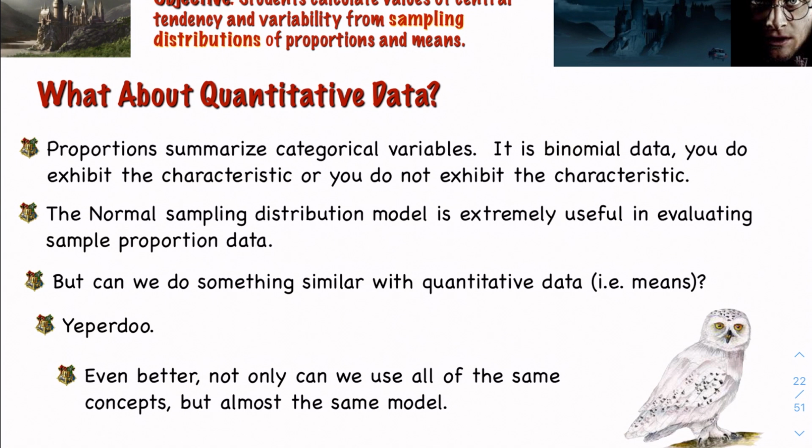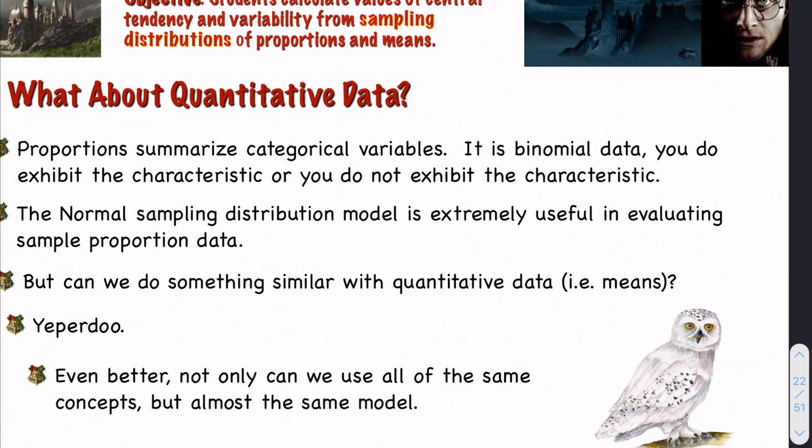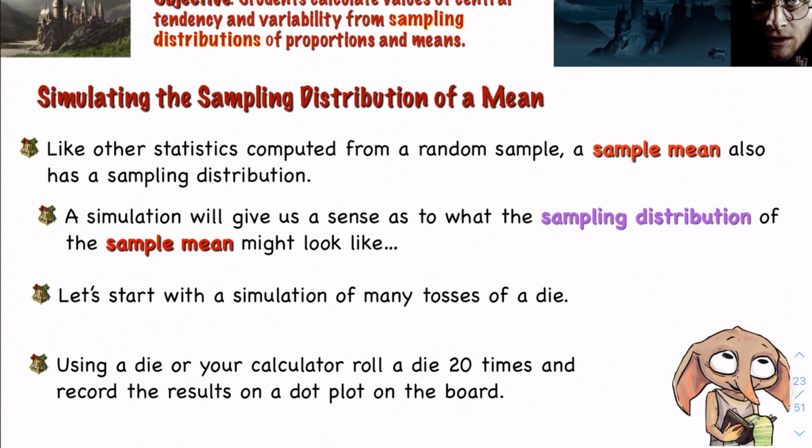All right, so we left off talking about quantitative data. That first portion was specifically focused on proportion, so you should think categorical data. But what about quantitative data? Can we do the exact same type of analysis of looking at the sample distributions for quantitative? And we can. And even better, not only can we use all of the same concepts, but it's almost the same model. So let's get into this a little bit.